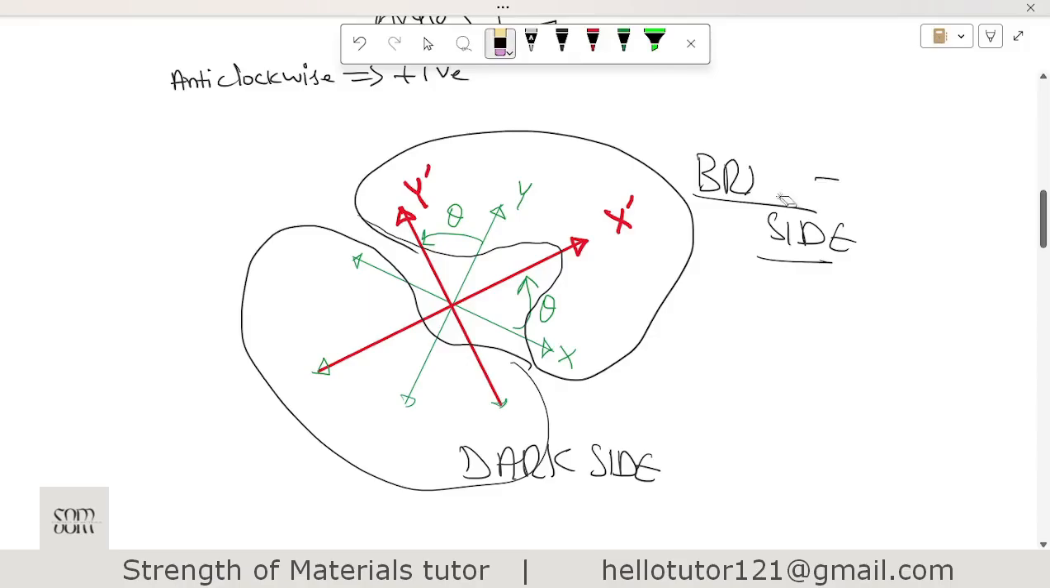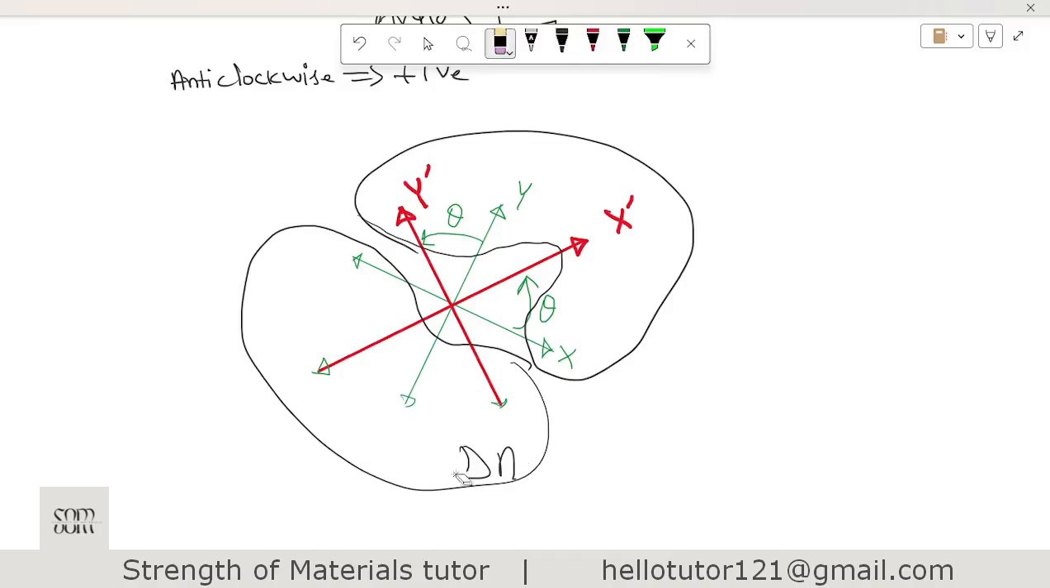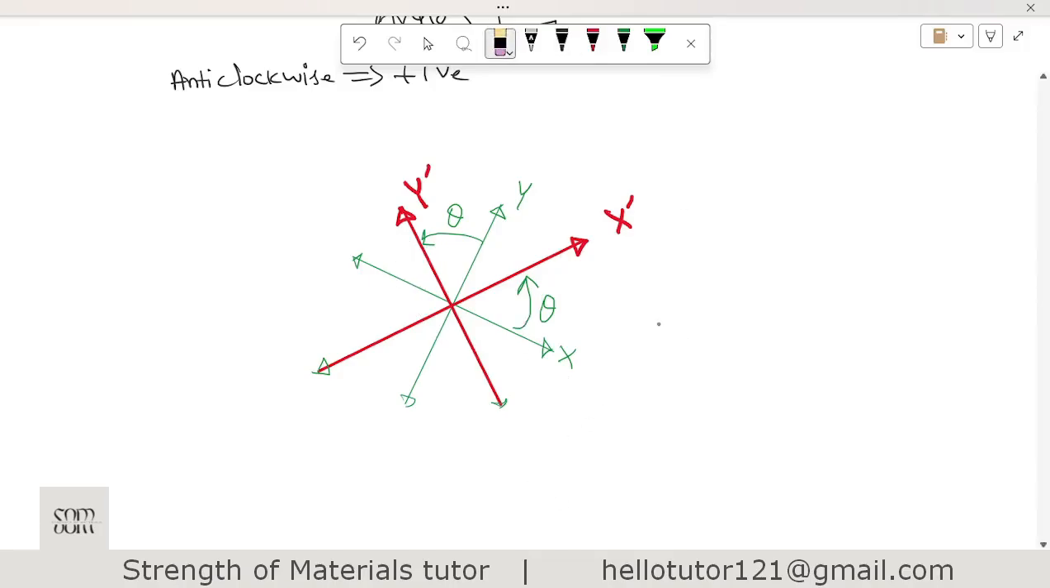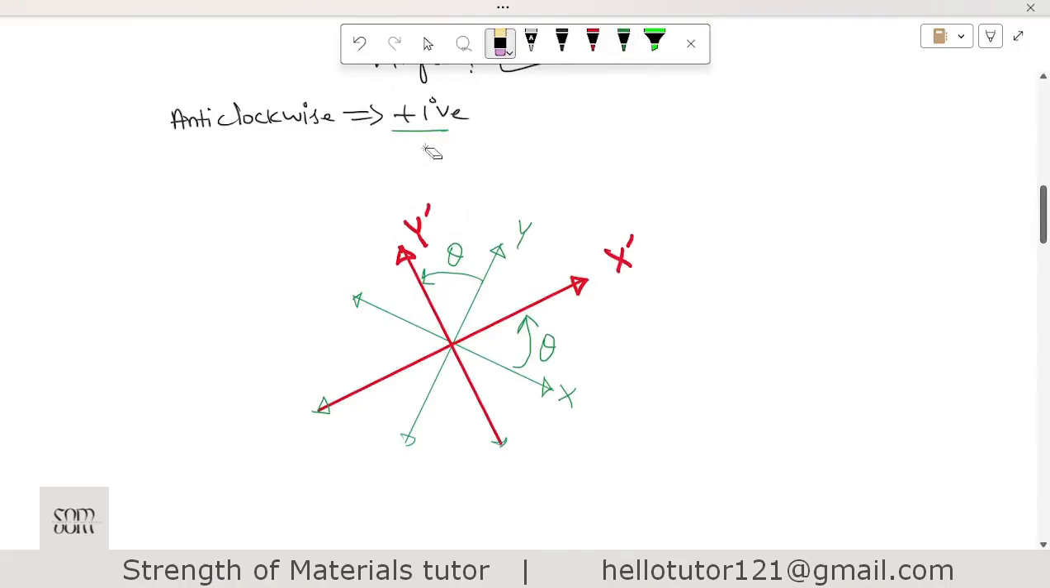And keep in mind, you can learn this no matter which country you are from, or which university you are studying at, anywhere in the world. It applies globally. What is important is you need to know the angle theta between the two coordinate axes, then you can find the stress. This is what plane stress transformation is. And remember, the anti-clockwise direction is positive. It is just a standard.